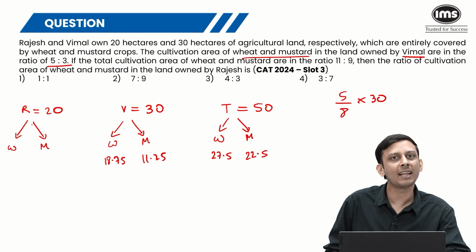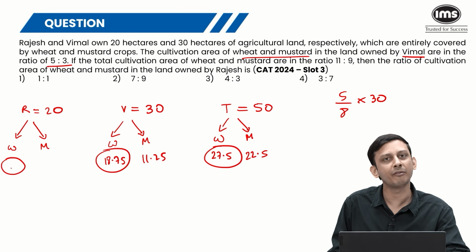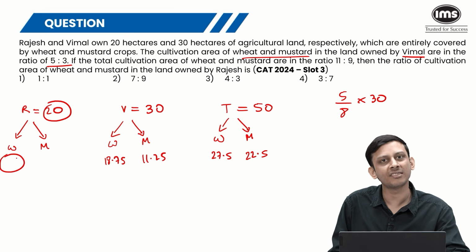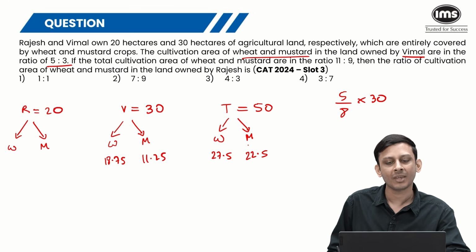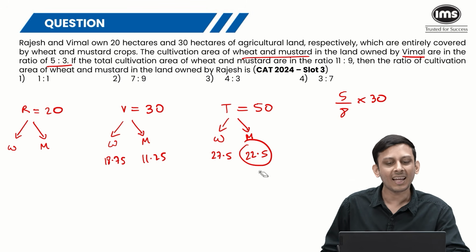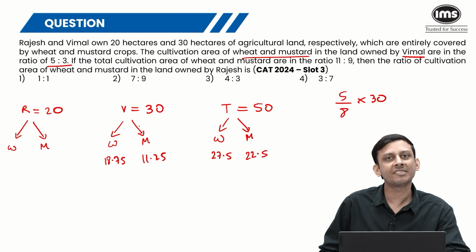And then, of course, you can calculate for Rajesh 27.5 minus 18.75. You'll get the wheat for him. Similarly, mustard, you can either do 20 minus the wheat, or you can do mustard total minus mustard for Vimal. But again, the calculations are very inconvenient here. So let's see a method that would make this calculation much, much easier.